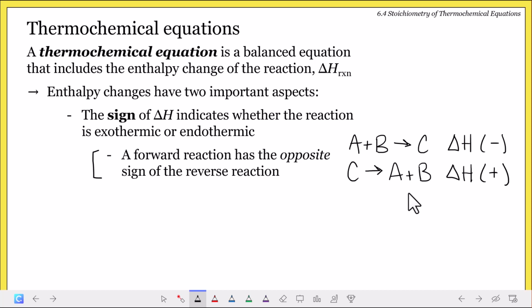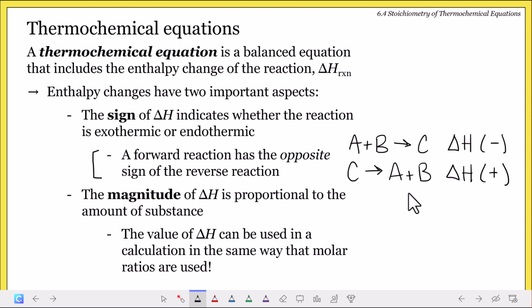So the sign is our first important consideration, and we need to recognize that the magnitude of this change in enthalpy is proportional to the amount of substance that we have. So we're going to see examples of thermochemical equations, and when they tell us the delta H of that process, it directly corresponds to the amounts of each substance that are involved in that process. If we have more or less substances than what's represented by my balanced equation, then I have to account for that by adjusting my delta H.